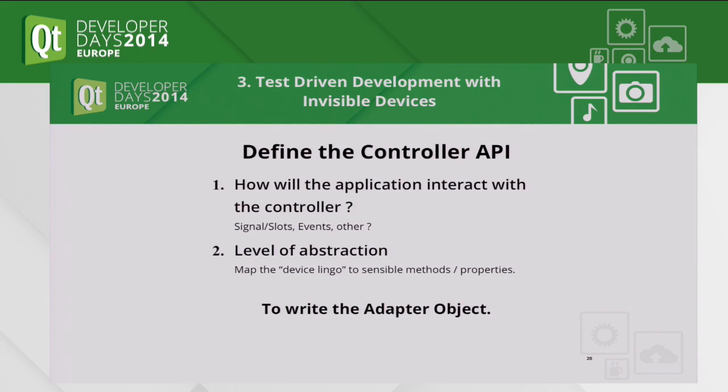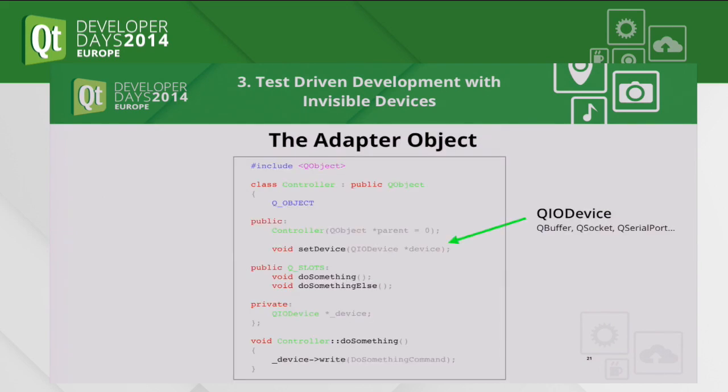So once you define that, you can write your adapter object. The adapter object will simply take a device, in our case, a QIODevice, and with that, you simply have your mock object given to your controller and your application. The device itself doesn't change how the adapter works. It just works with the adapter.